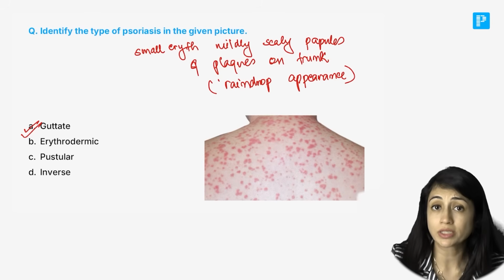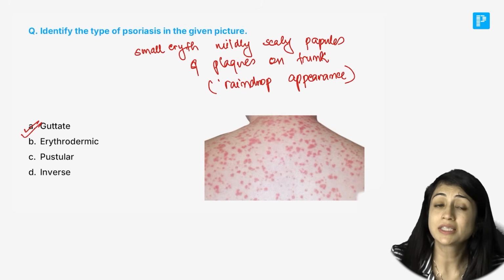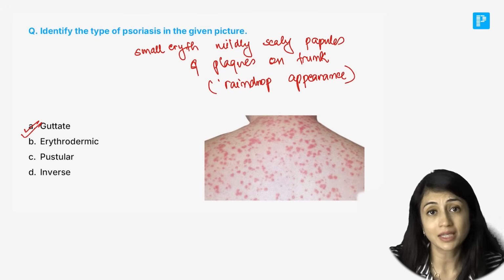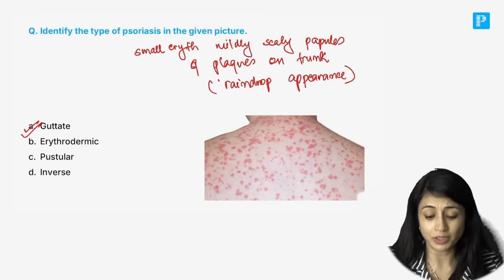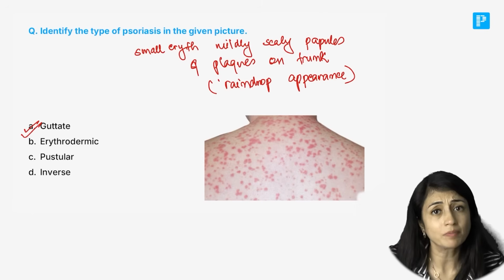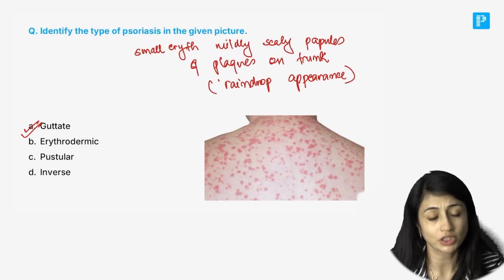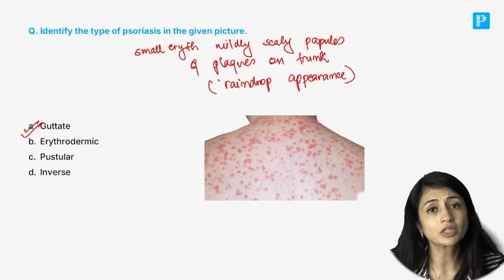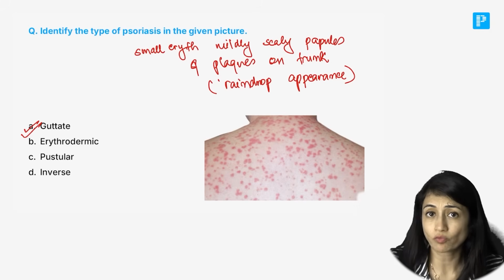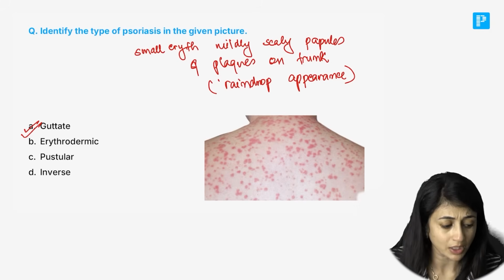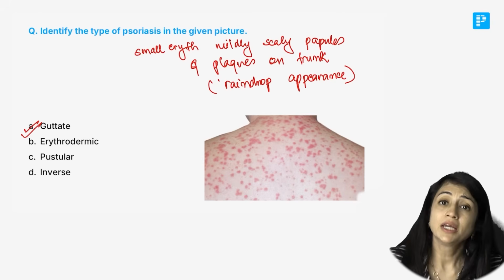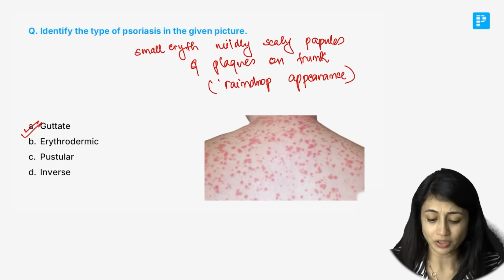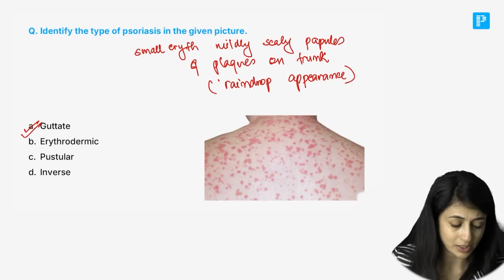Guttate psoriasis we know is seen in children, more commonly on the trunk. The lesions are less scaly as compared to conventional psoriasis. They are erythematous papules and plaques, and they typically have a raindrop appearance, as multiple small erythematous papules on the trunk. Erythrodermic psoriasis will present with erythema and scaling involving more than 90% of body surface area. Pustular psoriasis, you will see visible pustules and lakes of pus. Inverse psoriasis is seen on flexures. So this is a case of guttate psoriasis.